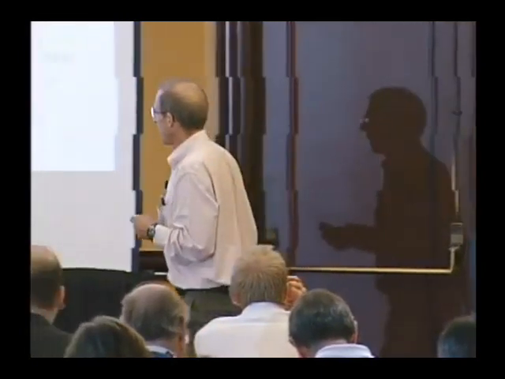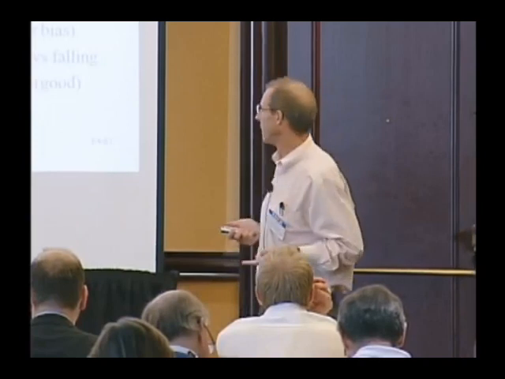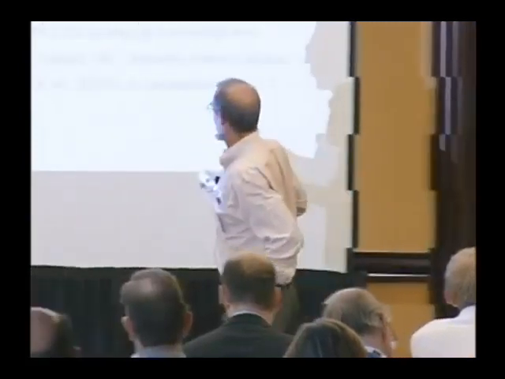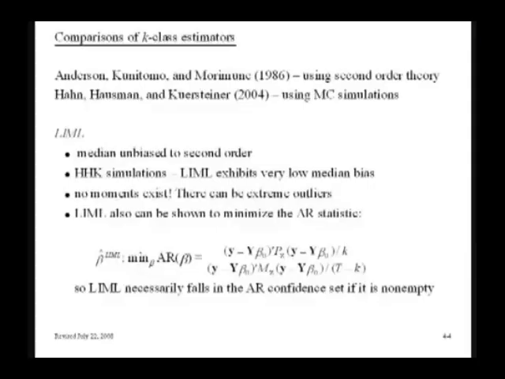If you want to report a point estimate, LIML has some nice features, which is that LIML is always going to be in the Anderson-Rubin confidence interval, and it's always going to be in the CLR confidence interval. I should mention that LIML has another nice, very interesting feature. This is a non-obvious feature: it turns out that LIML minimizes the Anderson-Rubin statistic.